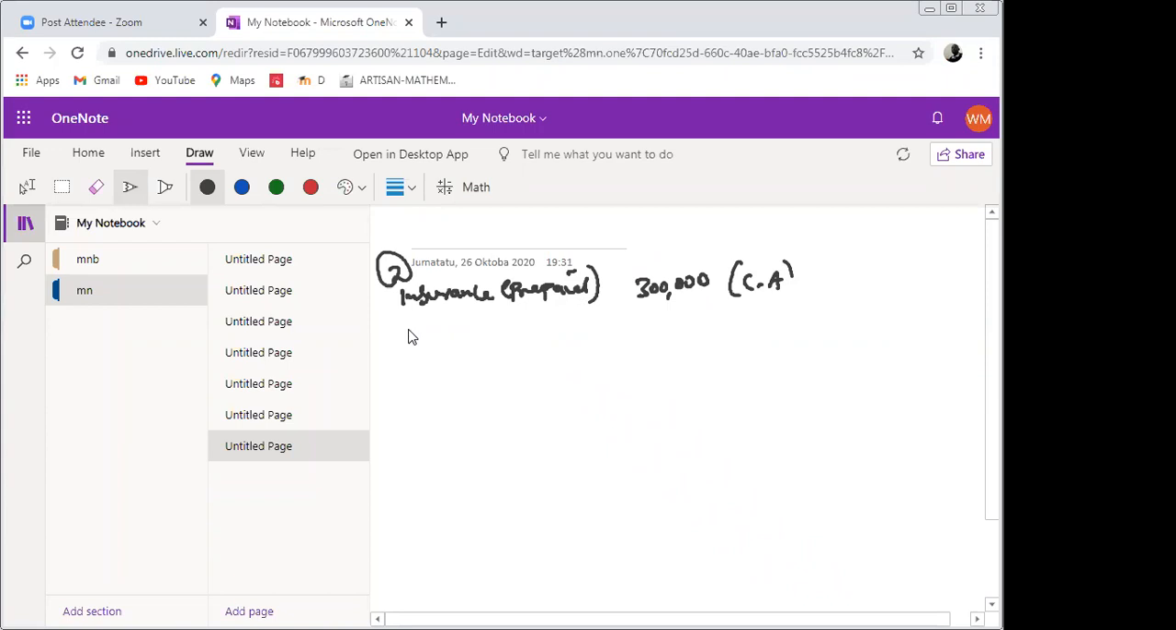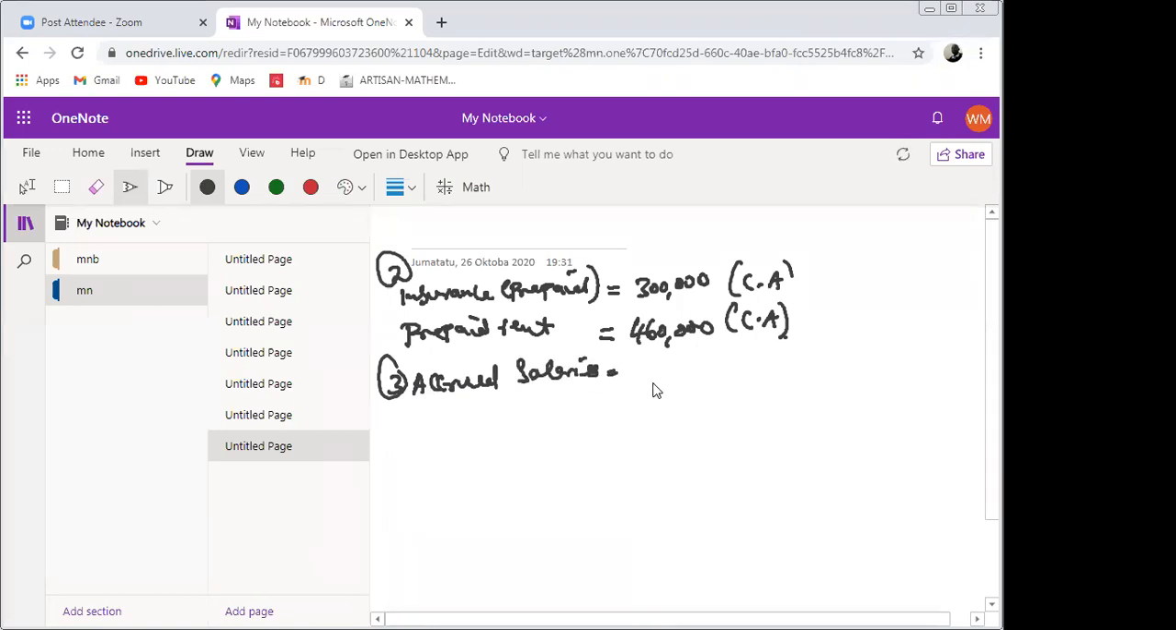Then we have the prepaid rent, which amounted to 460. All the prepaid expenses are current assets. So when we have the list of the current assets, we must include them. Then number 3 is about accrued salaries. Remember that is a current liability. Accrued salaries amounted to 350,000. This is a current liability.